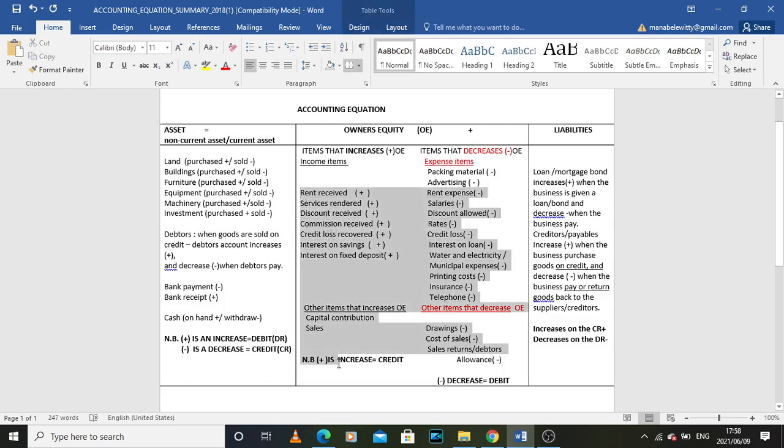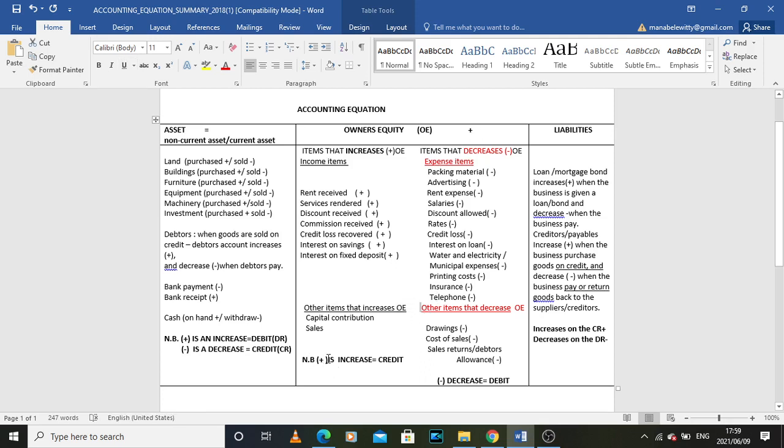Items that are this side, excluding the expenses, increase owner's equity, and items going this side, like this, decrease owner's equity. That's why they specify here: other item decreasing owner's equity, other item increasing owner's equity. So incomes increase owner's equity, expenses decrease owner's equity, and then the other items that increase and the other items that decrease. Okay, where does it increase, where does it decrease?